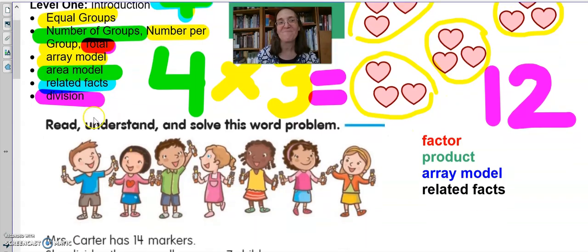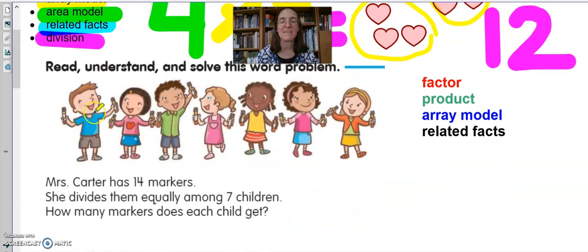So let's go on and try one. So here we have some kids who are students of a very nice person named Mrs. Carter. Mrs. Carter has 14 markers. She divides them equally among 7 children. How many markers does each child get? So here we have a number of groups. Now I could say that I'm putting the markers into groups of 2. Or I could say that each child is their own group, 7. Both 2 and 7 are what in multiplication we call factors.